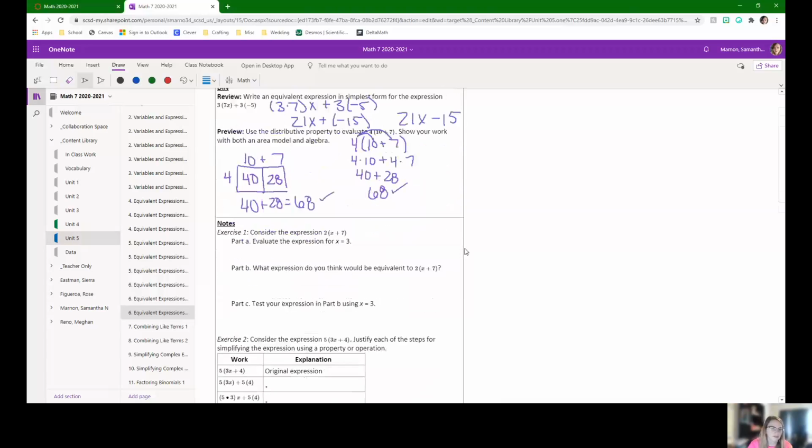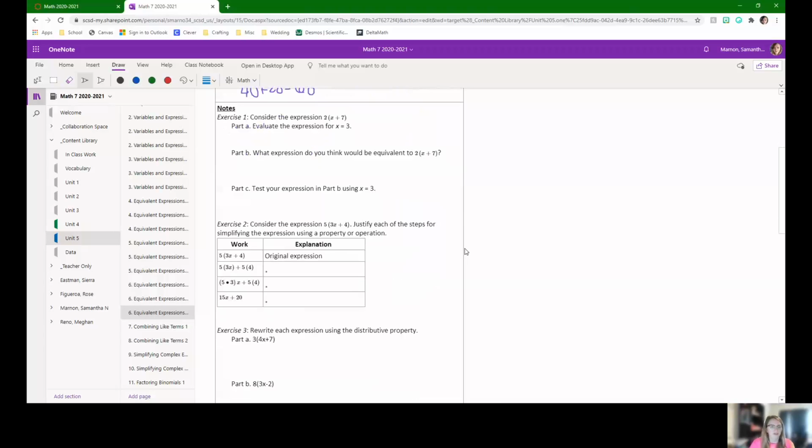So let's look at some of our notes here. Consider the expression 2 times the quantity x plus 7. Evaluate the expression for x equals 3. So pause the video, substitute 3 in for x, and figure out what value it is. Okay, so you could have done this out by hand, or you could have done it on the calculator. So if I just put a 3 everywhere I see an x, I can do this by hand.